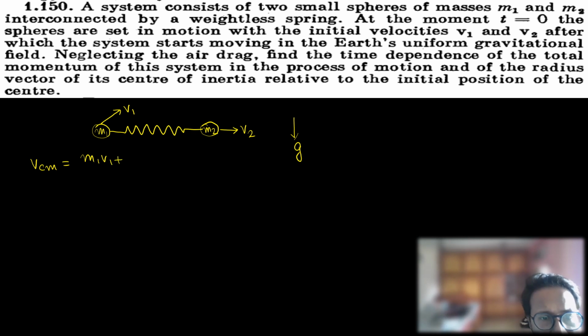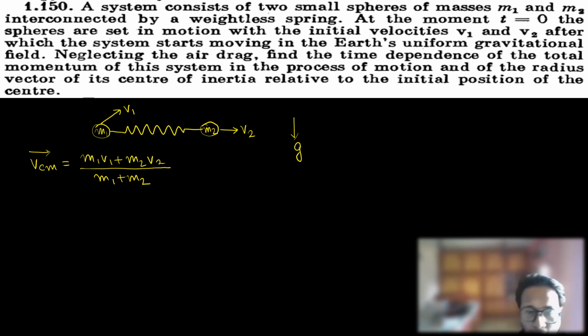So can I say the velocity of the center of mass is equal to how much? m1 v1 plus m2 v2 divided by m1 plus m2. And what does this center of mass represent? It represents that this m1 and this m2 plus this spring is considered as a whole system, and this whole system is moving with a velocity equal to the velocity of the center of mass. And this whole system is being acted upon by acceleration due to gravity.